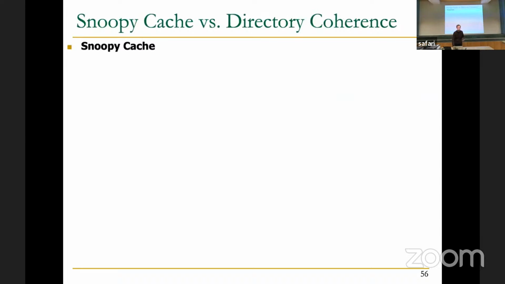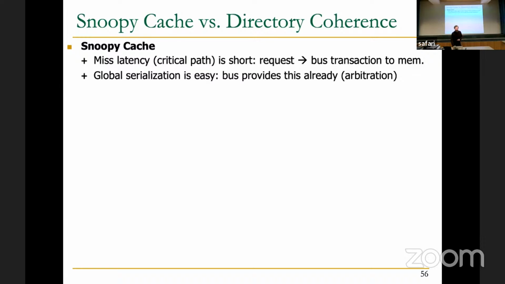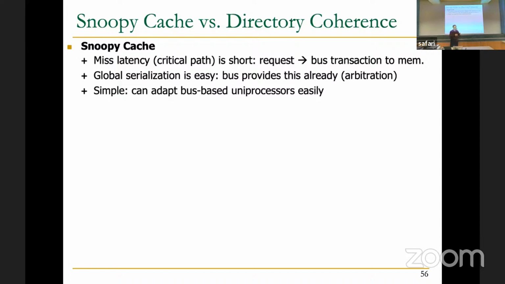Snoopy Bus or Snoopy cache. Here, the miss latency is very short, right? Whenever you get a cache miss, or whenever you have a coherence request, the bus transaction to memory is very quick. You don't need to go through a mediator, which is a directory. Global serialization is easy. Bus provides this already at a physical level. You have the physical arbitration to get the bus. It's simple. You can adapt bus-based uniprocessors easily. You have a uniprocessor that normally has a bus. Now you have a multiprocessor that has a bus, right?